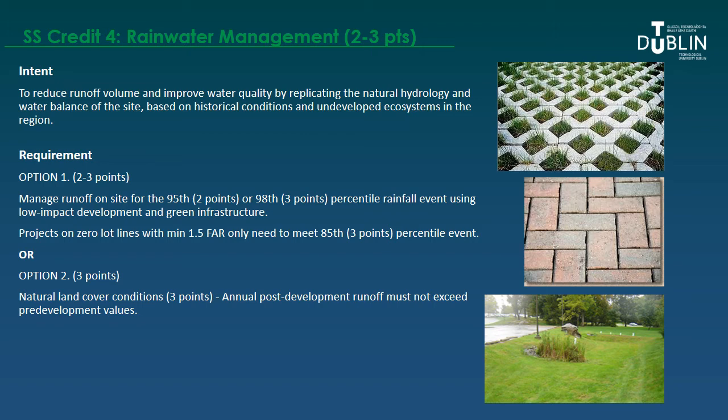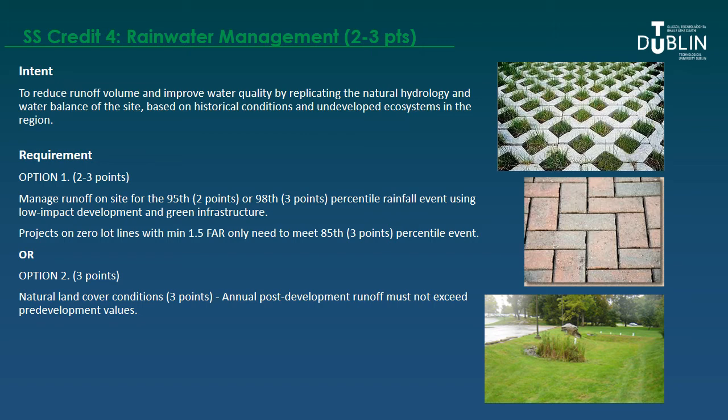It will lead to soil erosion, perhaps, compromises habitats, local habitats, etc. So what you're trying to do is reduce that. So you're managing it. There's two options in the requirement. You either manage it for the 95th, which is worth 2 points, or the 98th, which is worth more points because you're doing more, obviously, percentile of the rainfall event, and you use low impact development or green infrastructure.